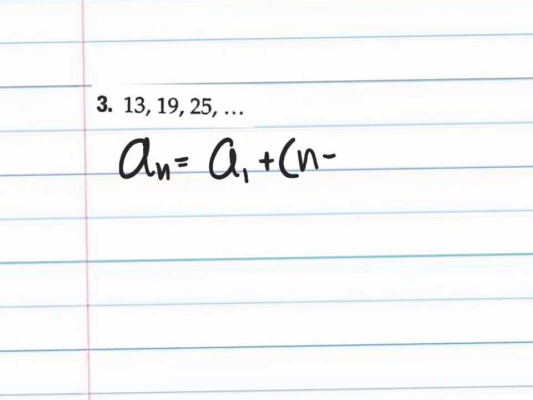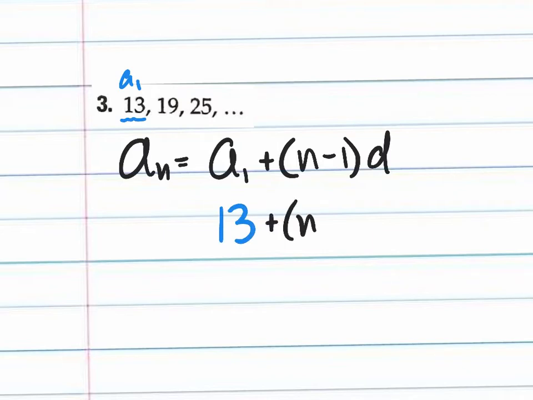Let's write the a sub n rule to this arithmetic sequence. a sub n equals a sub 1, the first number on your list, plus parenthesis n minus 1 times that common difference d. Do we know the a sub 1 term? Yes, that's 13. So we're going to put a 13 right here as the a sub 1. We're going to keep the plus, the n minus 1.